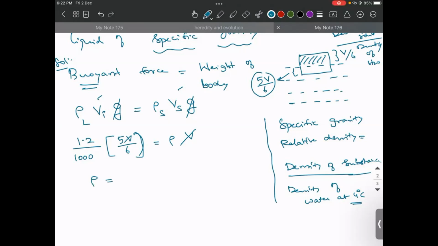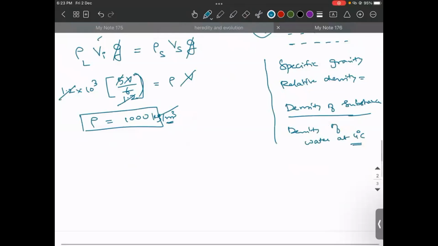From here, what can we say? Rho is equal to. So this will cancel this 1.2 times. This and this will get cancelled. So rho is 1 by 1000. Oh, I'm sorry, guys. Sorry. Density of the substance is 1.2 into 10 power 3. That is 1000. So 1.2 and 1.2 will get cancelled. So rho will be equal to 1000. So it is 1000 kilogram divided by meter cube. That is the density of solid.